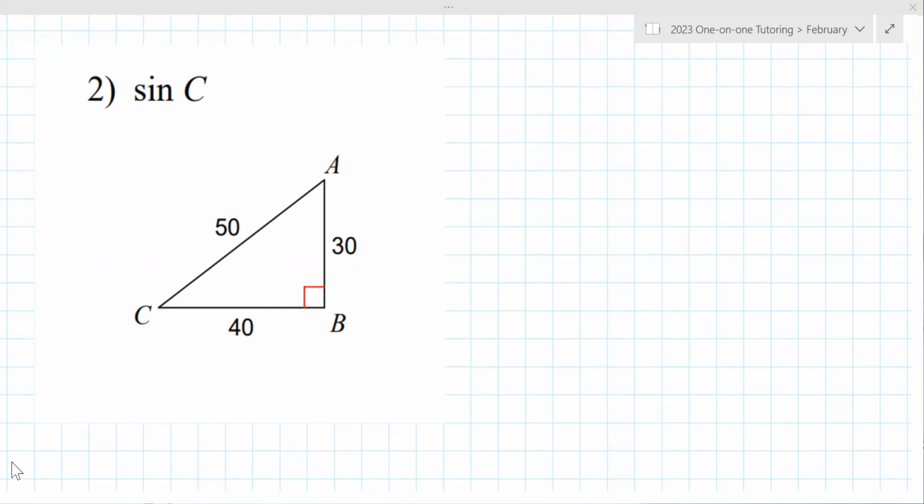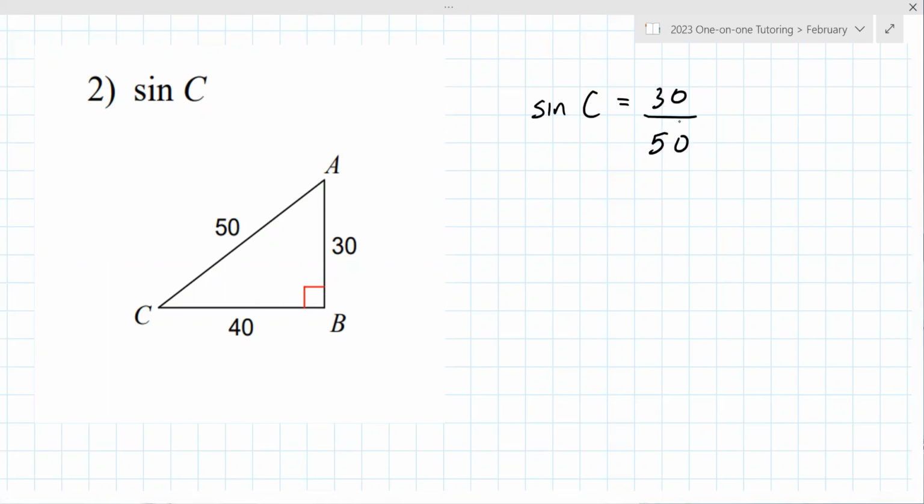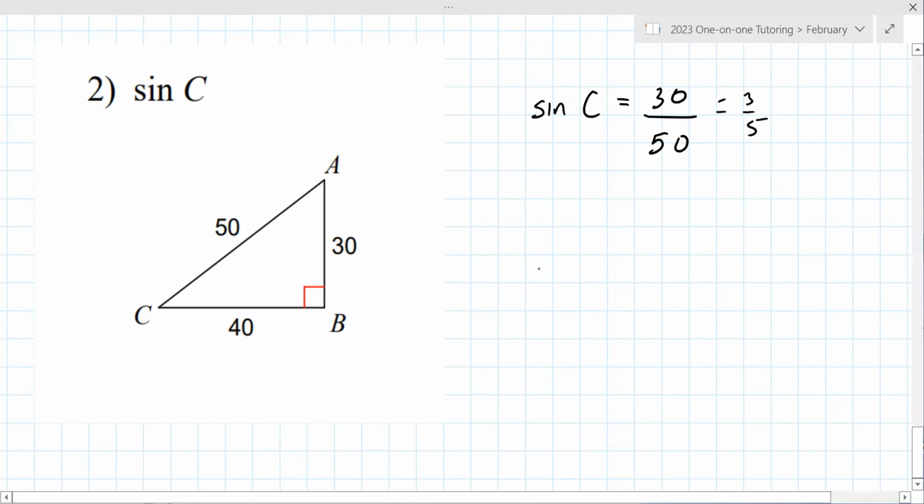I know that right there. All right. 30 over what? 30 over 50. Is that your final answer? No. Can you reduce that? Yes. It's 3 over 5. Good. What is the tangent of A?